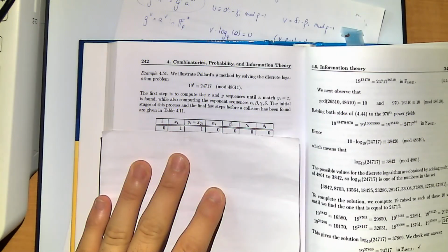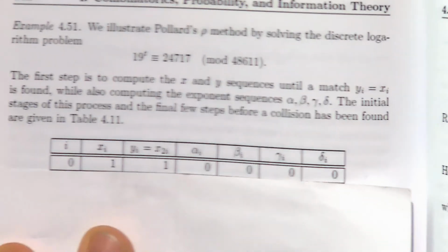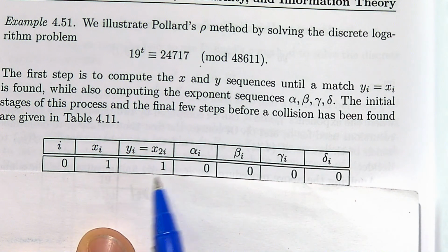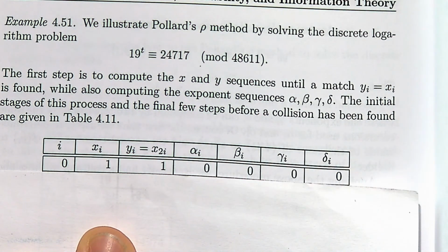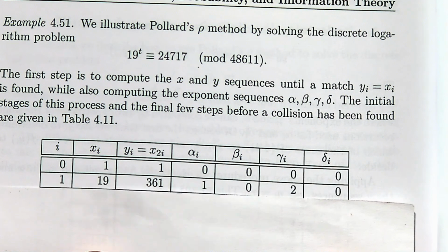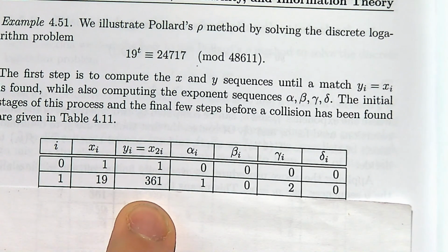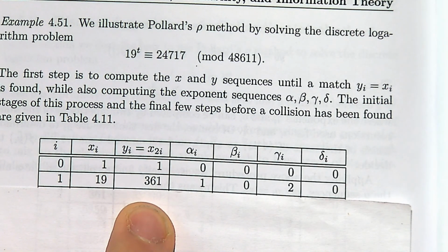I'm going to zoom in a little bit. So we start from 1, and y1 is also 1, so this is the first element, and all the exponents are 0. Then I go, okay, that's 19, I apply f twice, so the first element of the second list is 19 times 19.